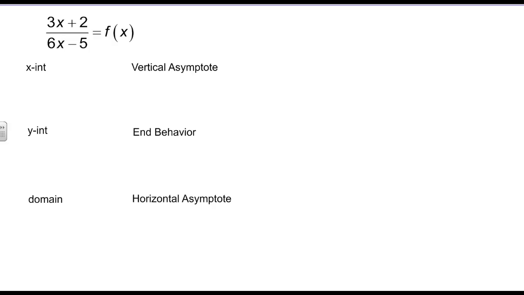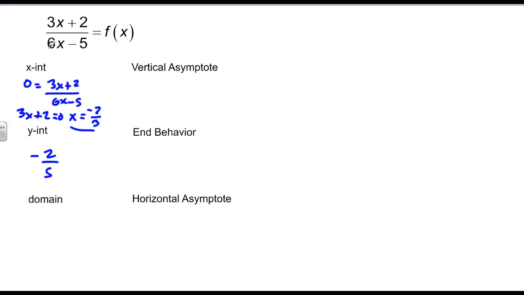So here I have a rational function, and we want to find our x-intercept. So if I find an x-intercept, I'm setting y equal to 0. So 0 equals (3x plus 2) over (6x minus 5). Now if I multiply 6x minus 5 to the other side, I basically get 3x plus 2 equals 0. So x equals negative 2/3 is my x-intercept. My y-intercept, I set x equal to 0, so I get negative 2/5.